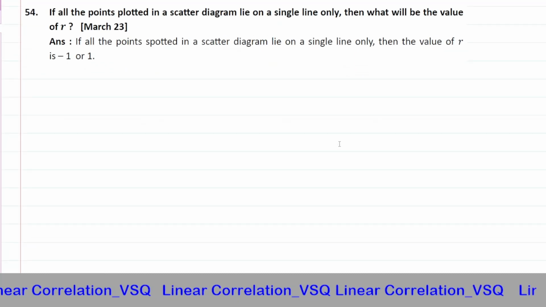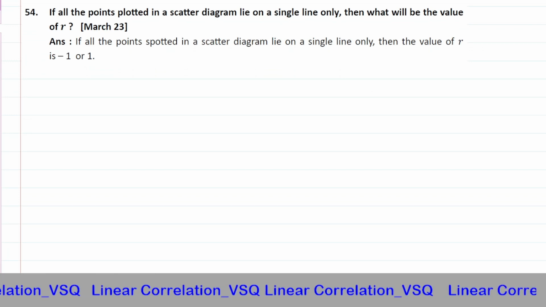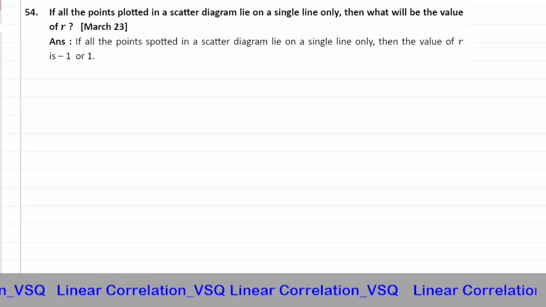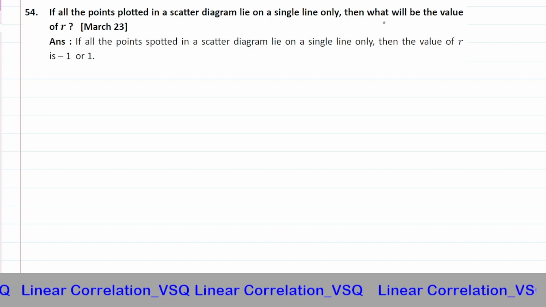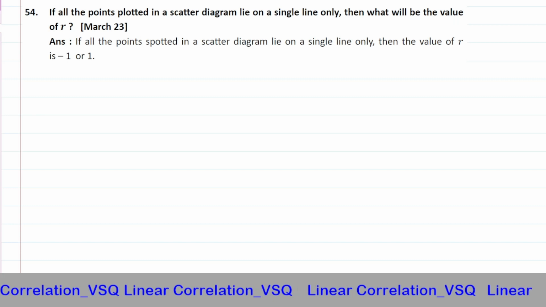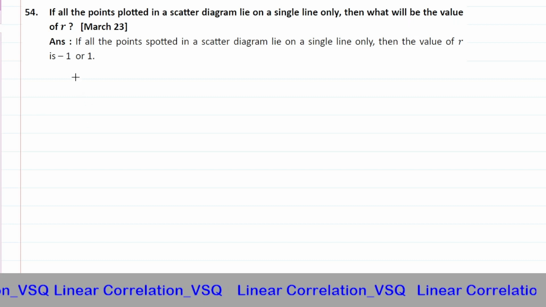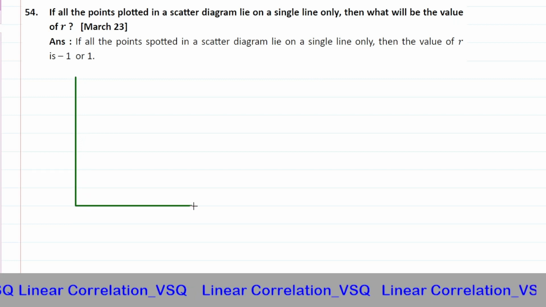Last question, question number 54. If all the points plotted in a scatter diagram lie on a single line only, then what will be the value of R? See, it may be positive or negative correlation. Let me draw two diagrams.